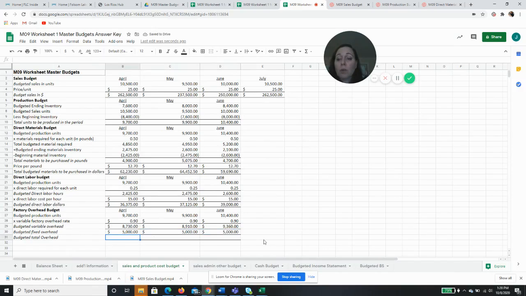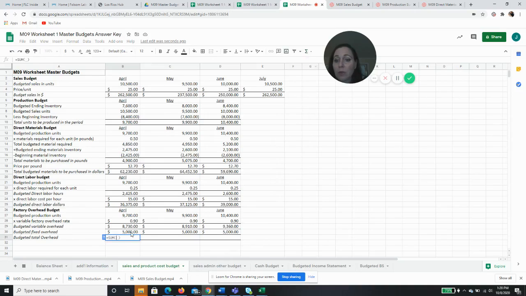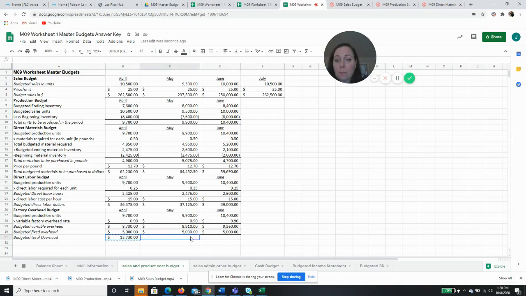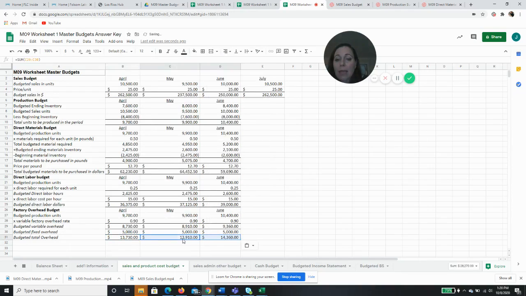So my total overhead budget for April is going to be fixed plus variable, or $13,730. And if I copy that formula over, then I know for May, it'll be $13,910 in overhead costs, and for June, $14,360 in overhead costs.